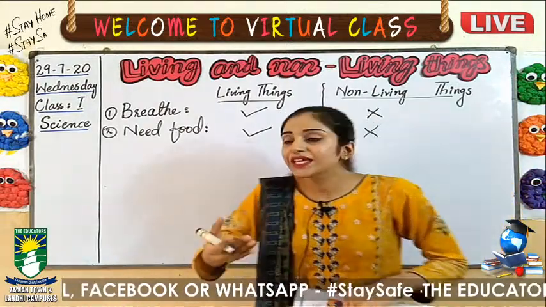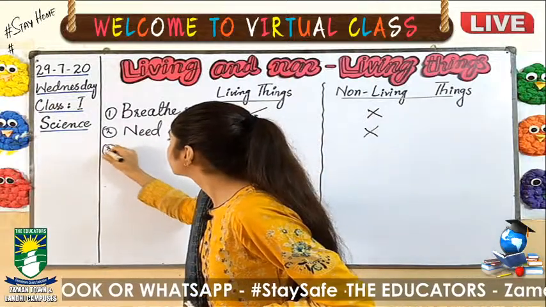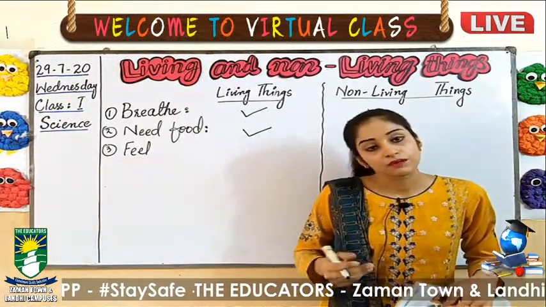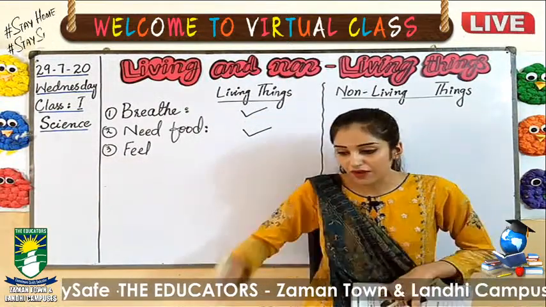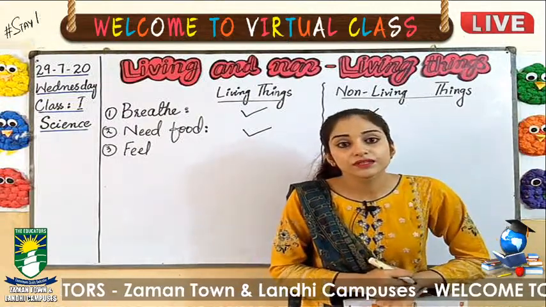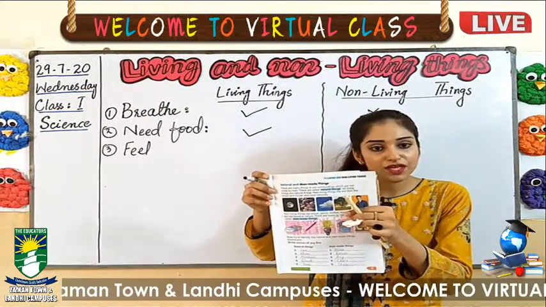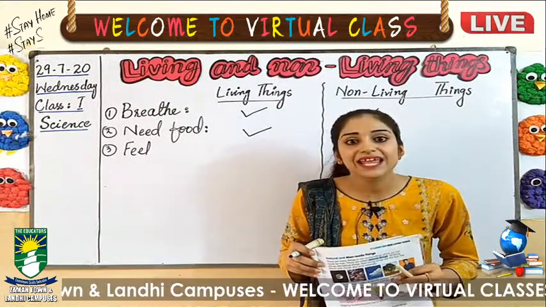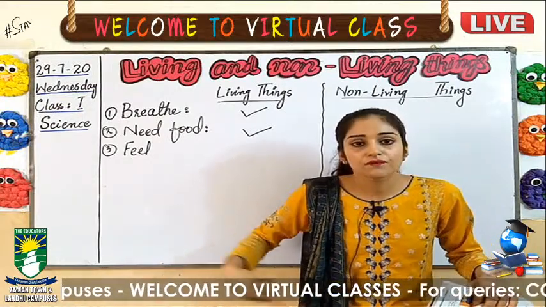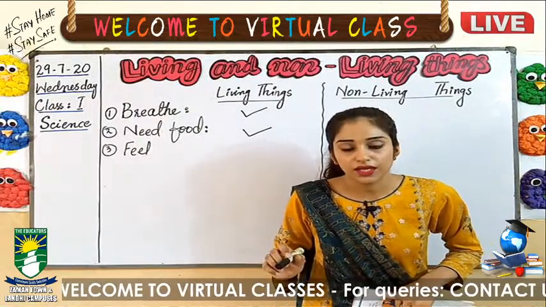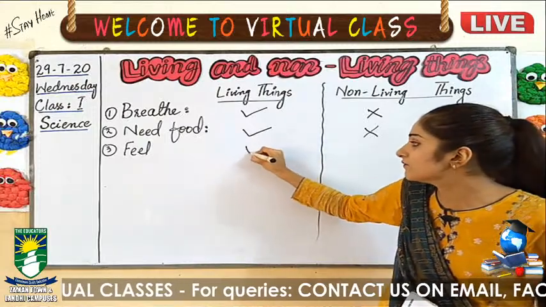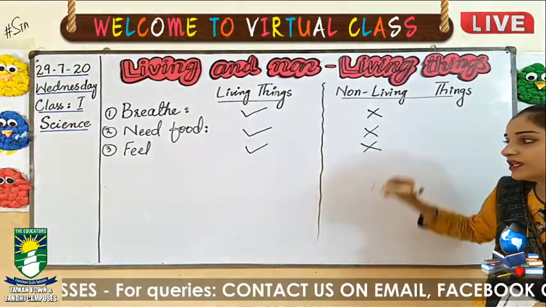The third one is feel. Feel means महसूस करना. Feel means if you fell down, you will feel the pain, right? If you get any injury, you will feel the pain. But non-living things cannot feel anything. If I just leave the marker, it will fall on the floor, it will not feel anything. So this is the difference between living things and non-living things. Living things can feel. Non-living things cannot feel anything.